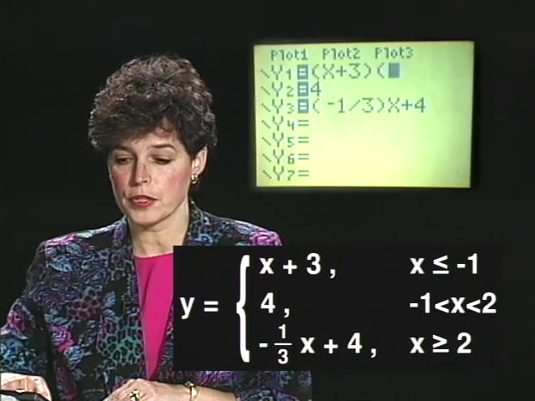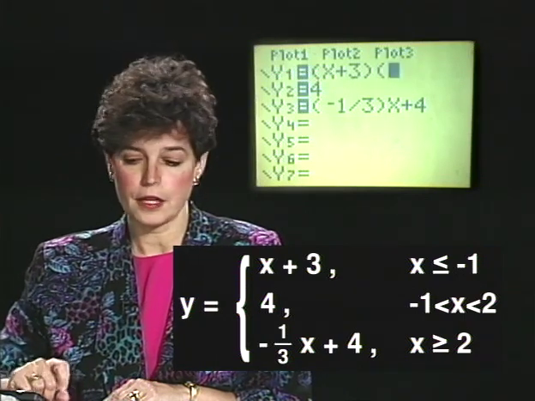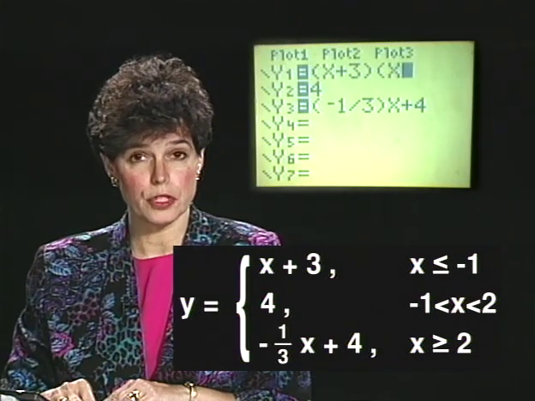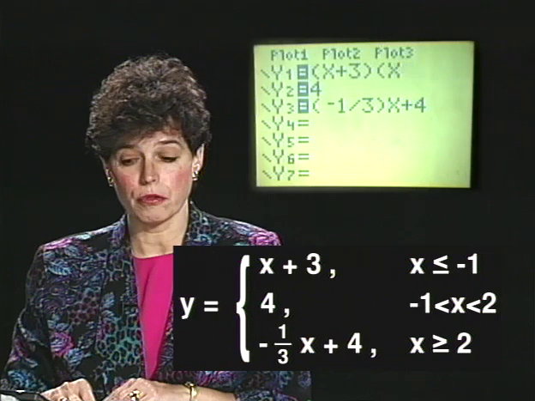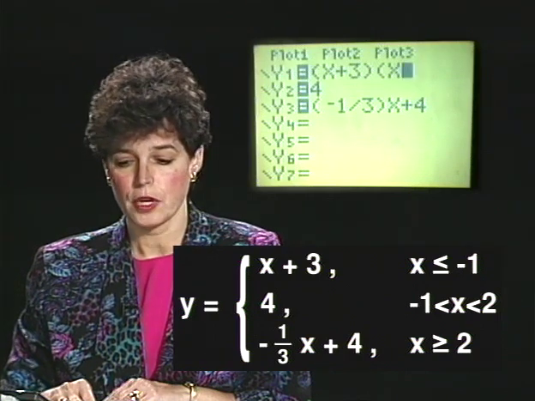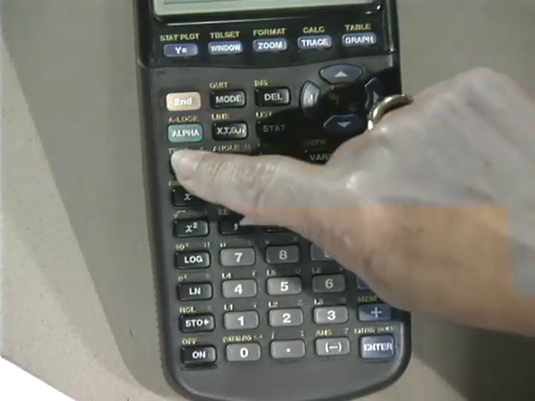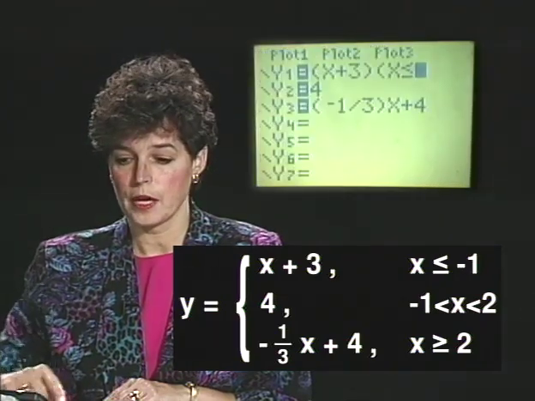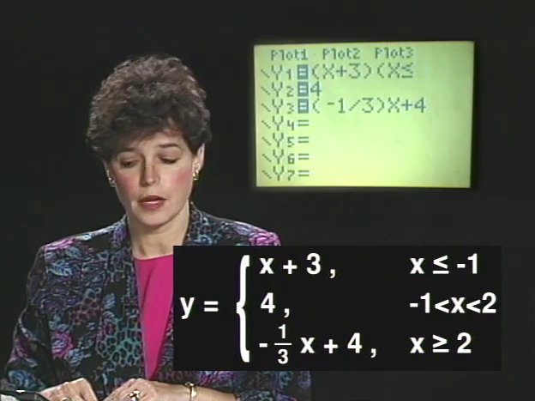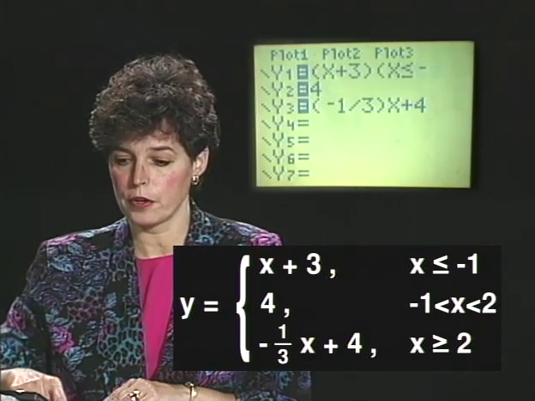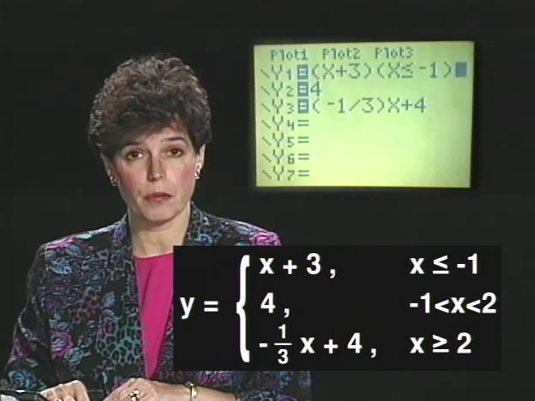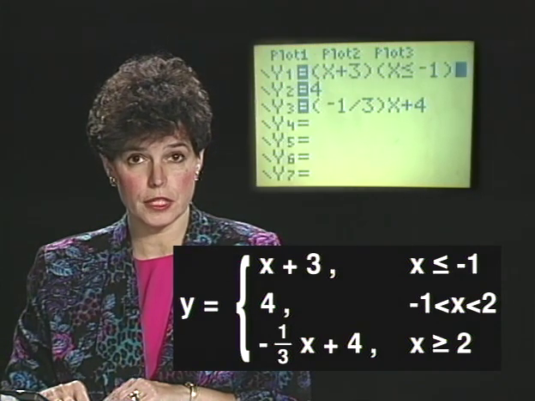Start with a left parenthesis, then I need x, and next I need the less than or equal to symbol. Now this is located above math under the test menu. So go second, test. I need less than or equal to, which is number 6. It hops right back into the home screen. Now I type in -1 and then close the parentheses. So my first part of my piecewise function has the restriction that it needs.